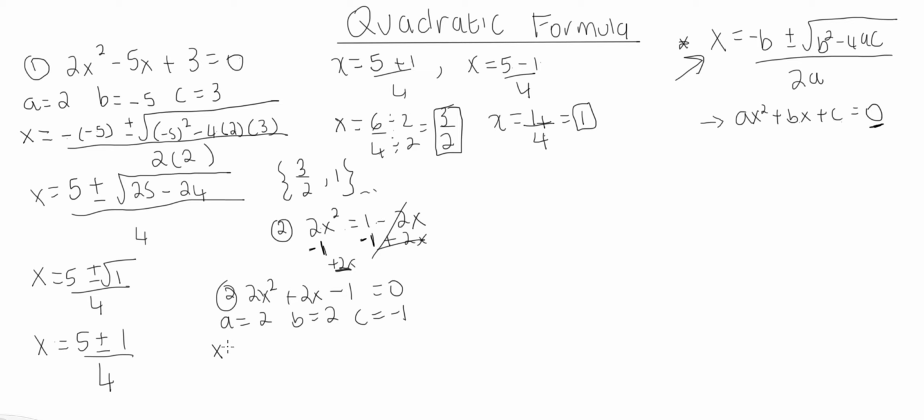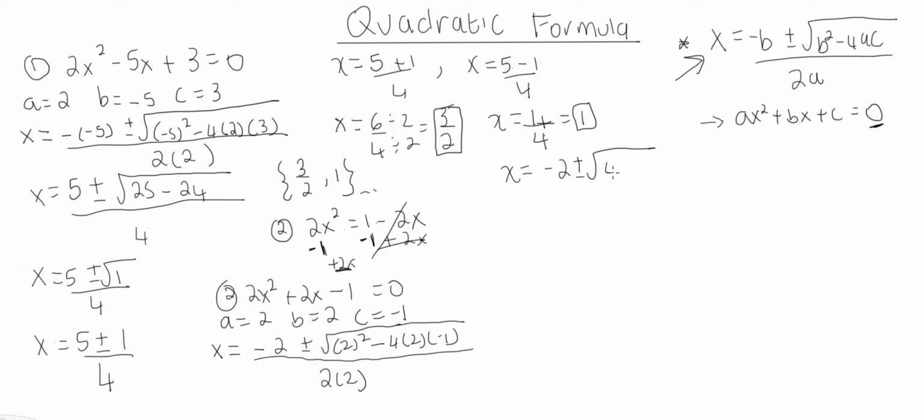So my equation will be x equals negative b, which is 2, plus or minus the square root of 2 squared, minus 4 times my a times my c, and this is all over 2 times your a. I will continue to simplify under the square root.